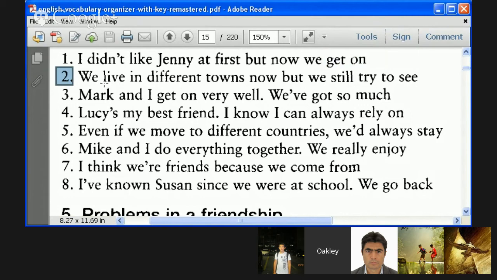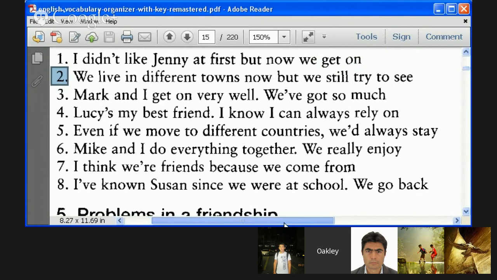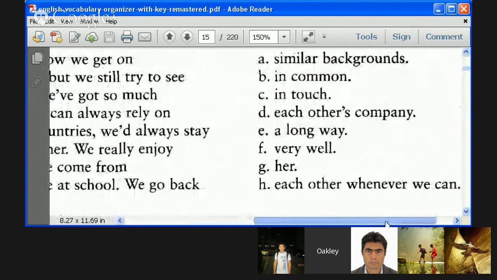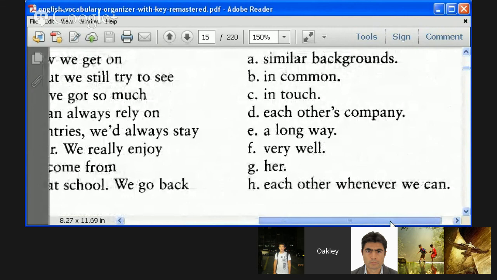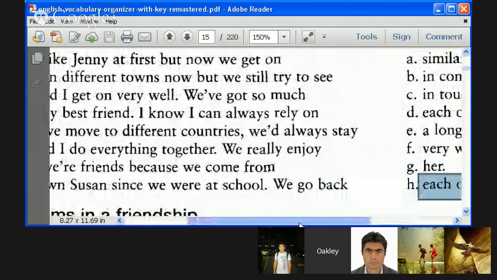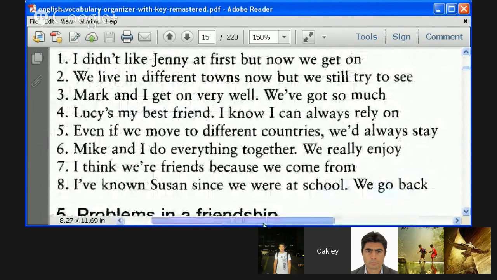Abimelech, how about number 2? "We live in different towns now, but we still try to see each other whenever we can." Sure. Yeah, that's it. You see each other. Common enough phrase. We see each other whenever we can. Old friends, you might say that about.